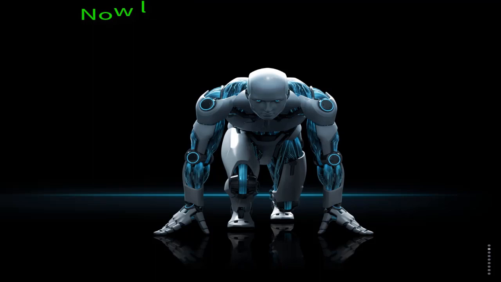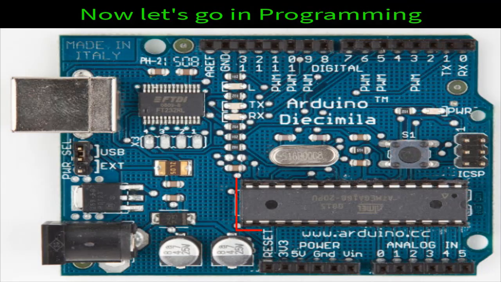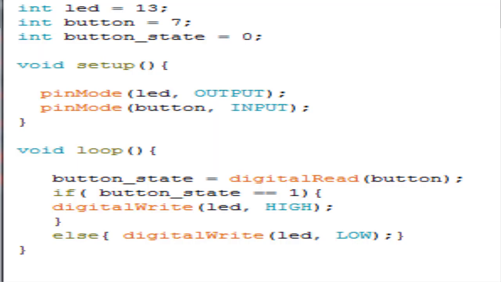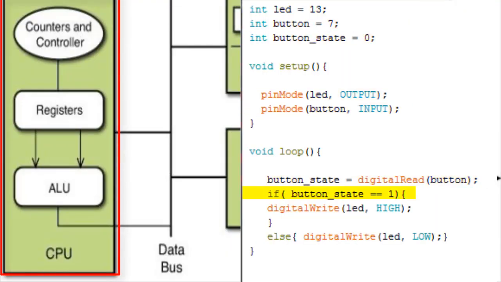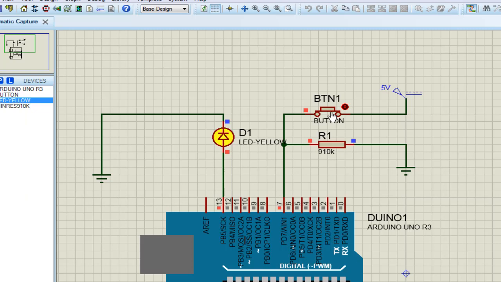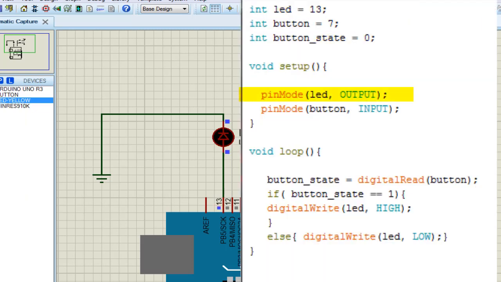Now let's go into programming. The Arduino is powered by an ATmega microcontroller, so you should know about microcontroller programming. You can control the microcontroller CPU using program code. The CPU reads the program code instructions and then performs the specified actions, one step at a time.